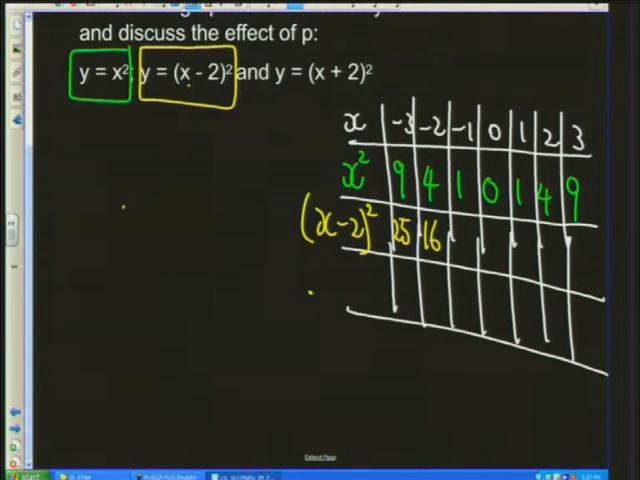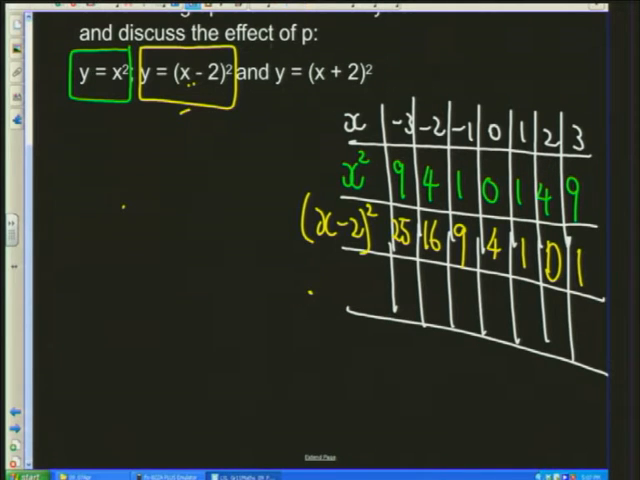At -1 minus 2, we get -3 squared, which is 9. At 0, we get 4. At 1 minus 2, we get -1 squared, which is 1. Then we get 4 minus 2 is 2 squared, which is 16. Just double check this. This is 4. This is 1 minus 2 is -1 squared is 1. 2 minus 2 is 0. 0 squared is 0. And then 3 minus 2 is 1, and 1 squared is 1. So just a little table of values to help us plot the graph.